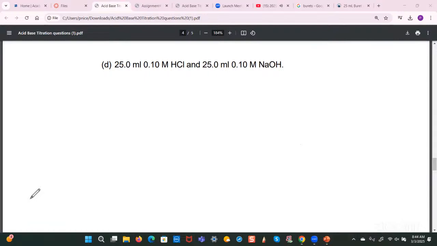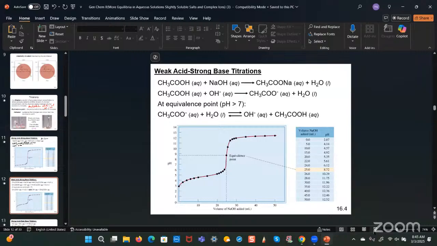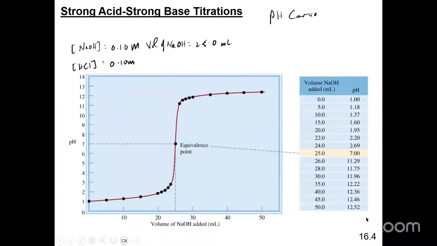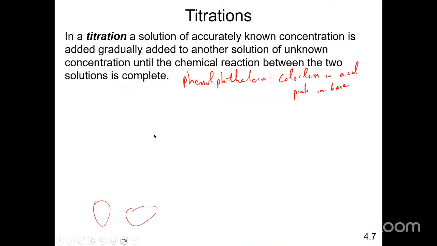All right, so let me just show you the graph, which I showed you earlier. This is the graph I showed you earlier, right? Strong acid, strong base. The molarities are different, but still, actually it's the same, coincidentally. The equivalence point is at 25 mL of the base added, and the pH is equal to 7, right? That's basically what you'll observe in any strong acid, strong base titration. Are there any more questions?